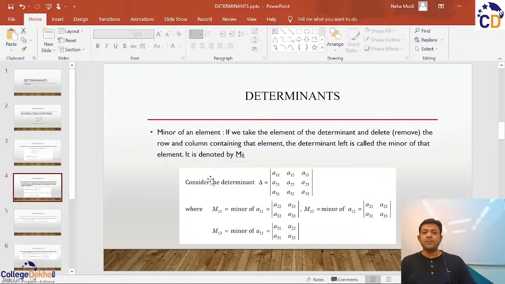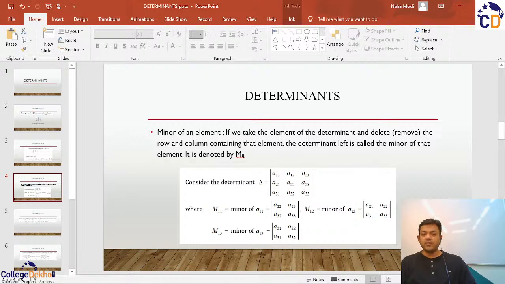In order to calculate the minor of a11, we hide the first row and the first column. What is visible on hiding the first row and first column is a22, a23, a32 and a33. That in a determinant is called the minor. Similarly, if I want to calculate the minor of a12, then we need to hide the first row and the second column. The visible elements will be a21, a23, a31, a33. Okay.